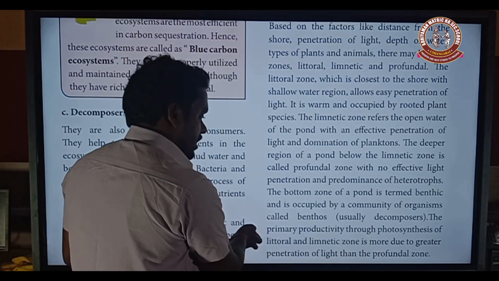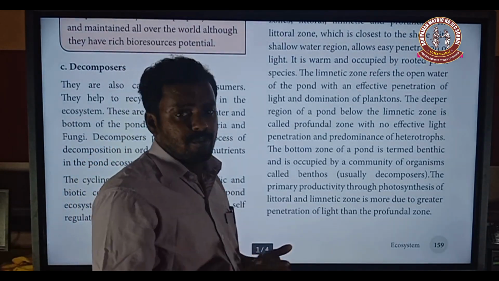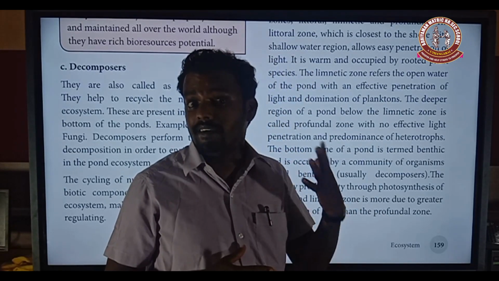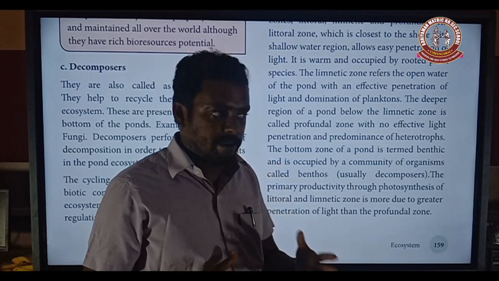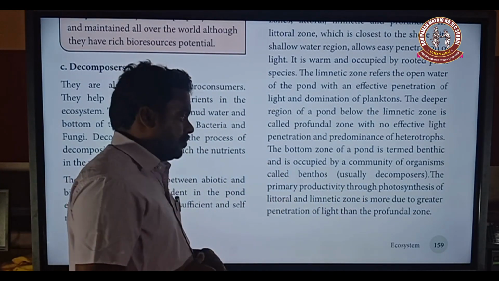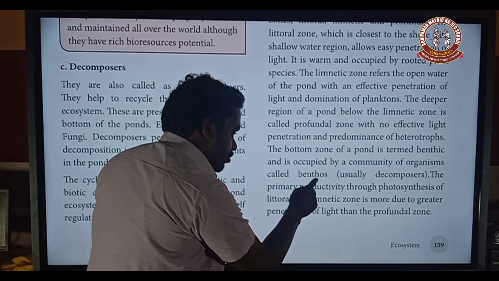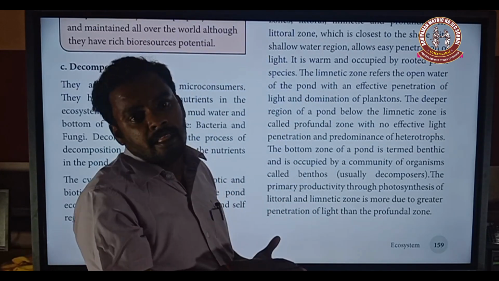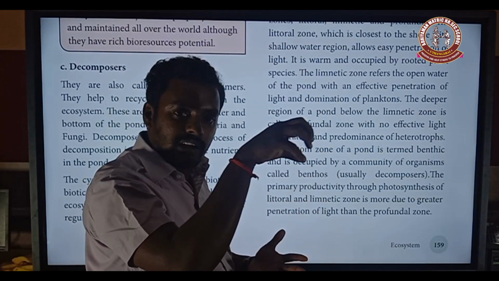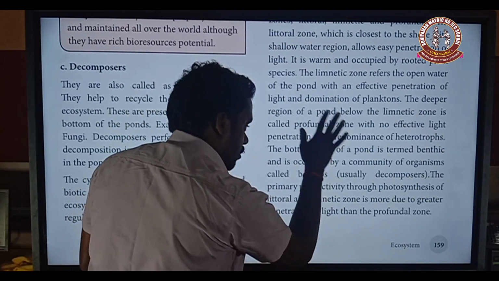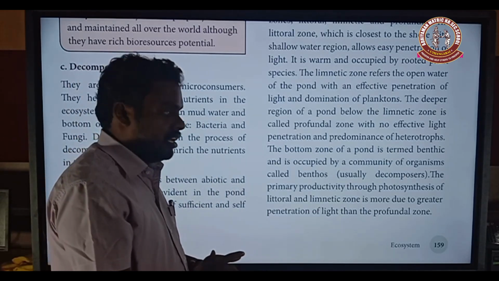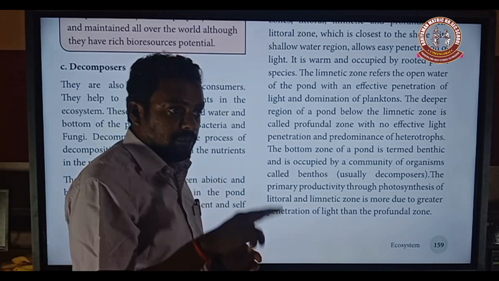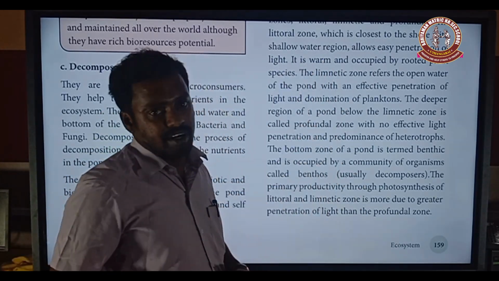That is the decomposition. Then the primary productivity. Productivity means production of food material. Who is the producer? Plants. Plants are the producers. Last class I told you that producers are plants, through the process of photosynthesis, in the littoral and limnetic zones. Why are the littoral and limnetic zones the productivity zones? Because the light energy can easily pass through these two regions. Using light energy, the plants prepare food, so that is the productivity zone. Through photosynthesis, productivity in the littoral and limnetic zones is greater due to greater penetration. A larger amount of light energy can pass compared to the profundal zone.